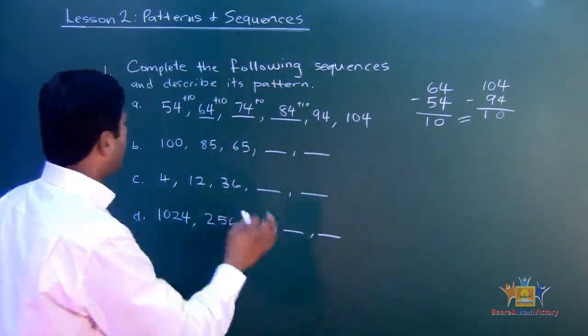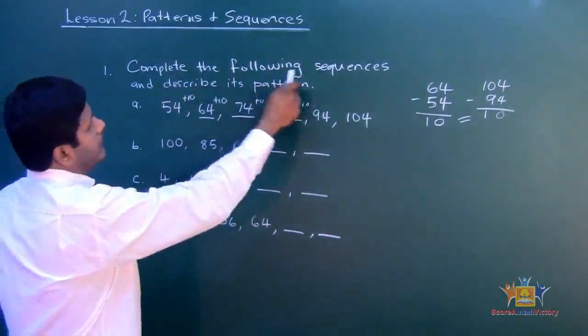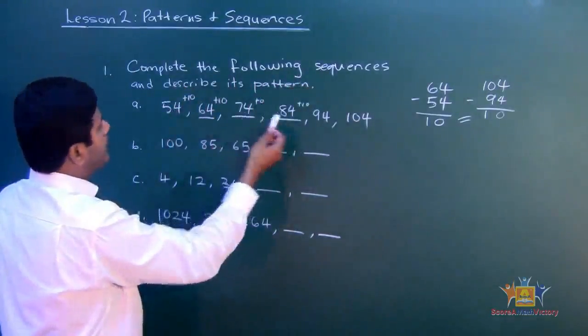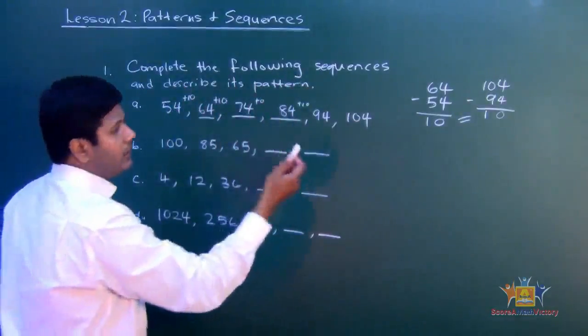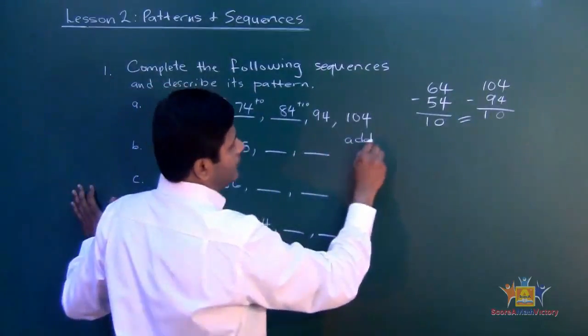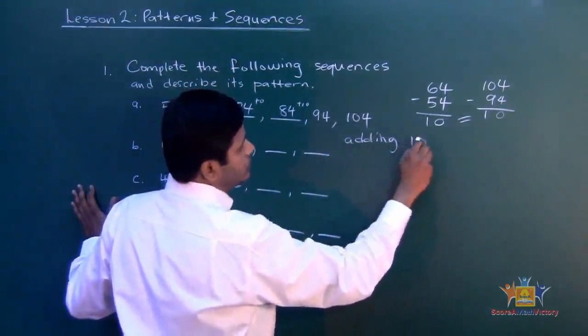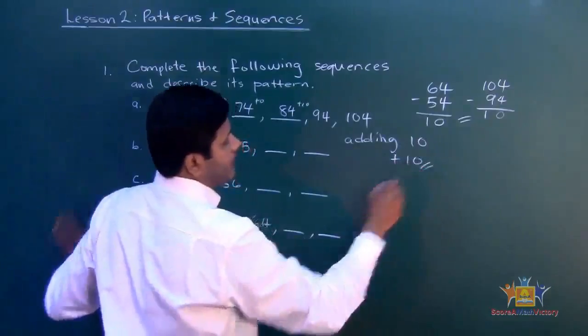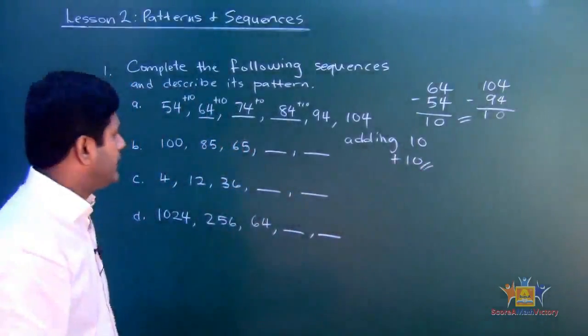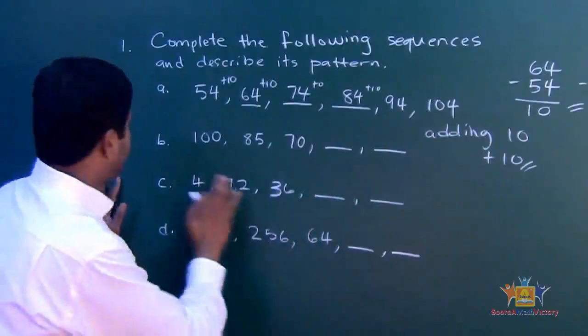Alright, so there we go. Complete the following sequence. There we go, we complete it and describe its pattern. We're adding 10, or just put plus 10, and that's the pattern. The pattern is we're plusing 10. Okay, so now let's look at B.